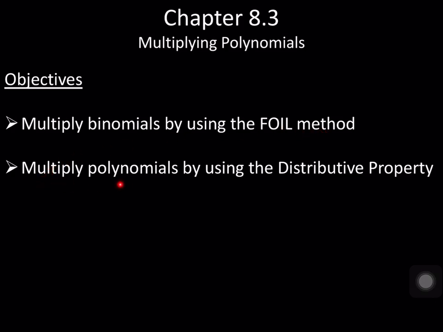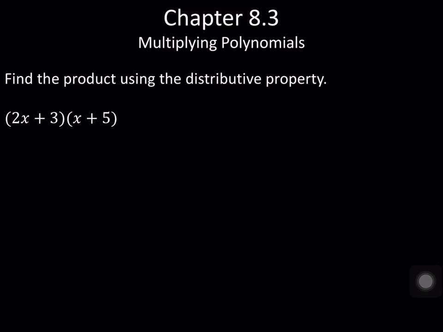Or, if it's not two binomials, or even if it is two binomials, I might use the distributive property to multiply polynomials. So let's jump in here and do an example, and you'll see what I'm talking about. This is a binomial times a binomial, so we have two terms and two terms. And notice that there's nothing between those two parentheses, so there's no addition or subtraction. So we assume that this is multiplication, right?